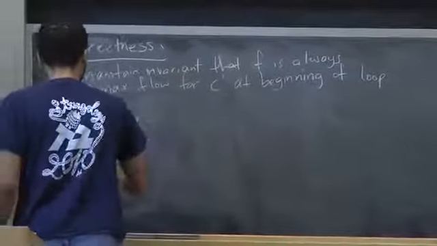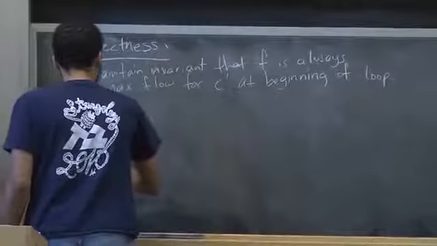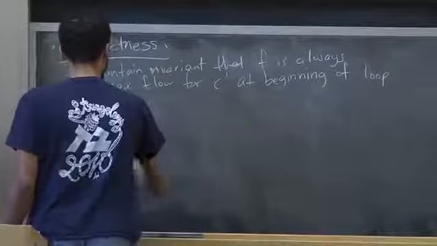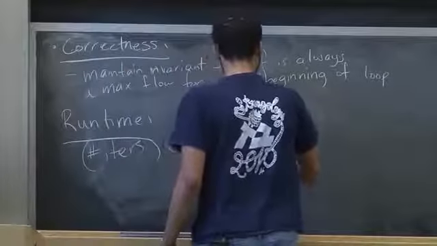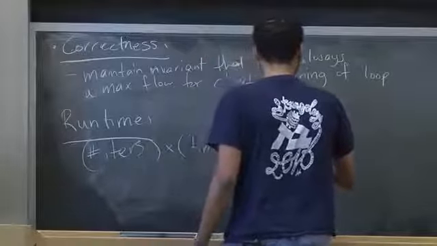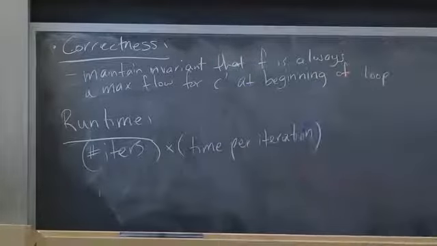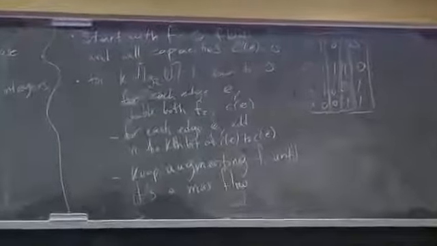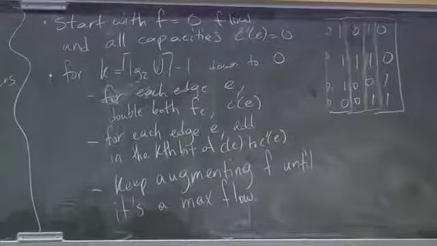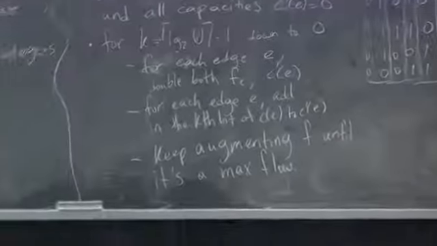The running time is basically the number of iterations times the time per iteration. So the number of iterations is pretty clear. It's written explicitly. This is just log u. How about the time per iteration?